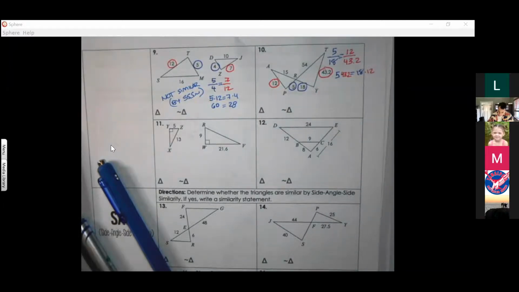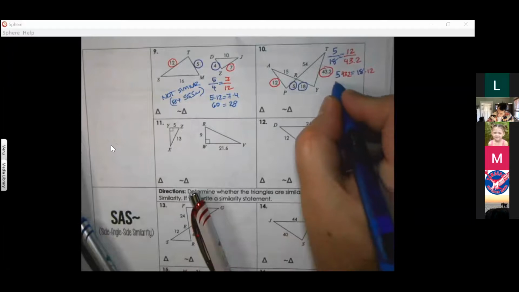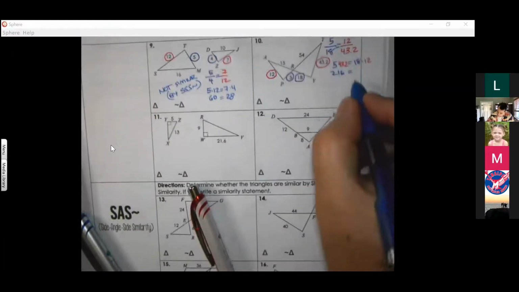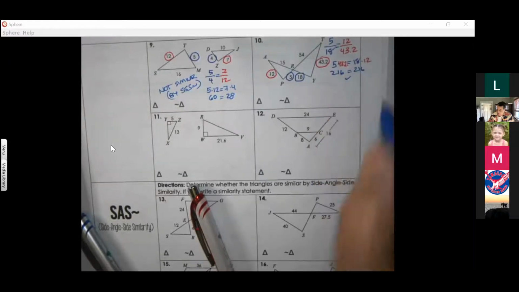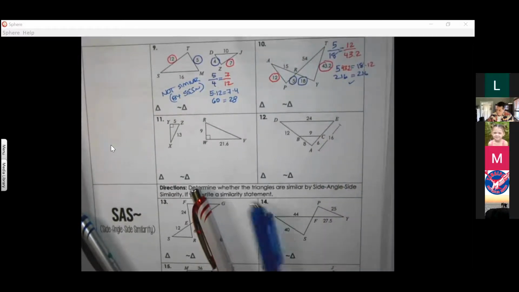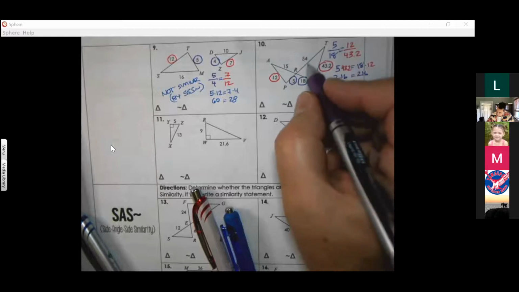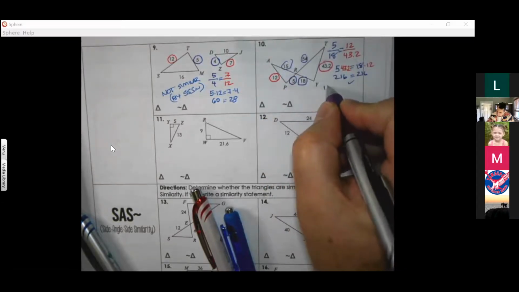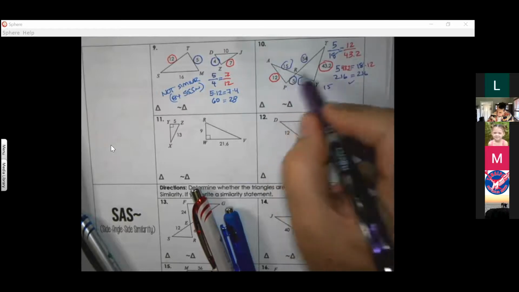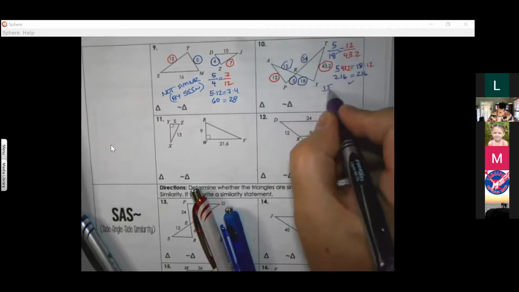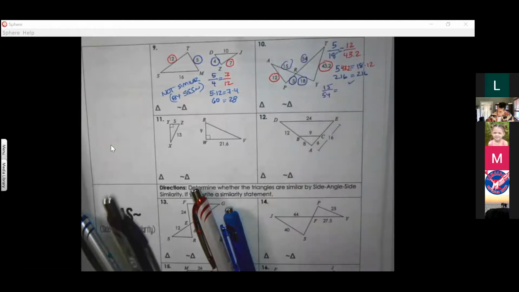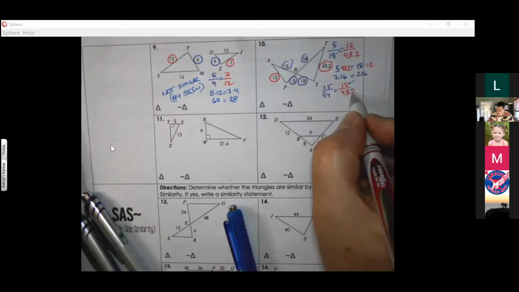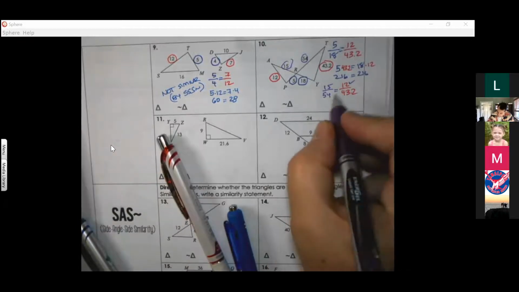5 times 43.2 is equal to 216. 18 times 12 is equal to 216 as well. Okay, so that one works. That gives me 2 S's. Now I need to set up my third one, 15 and 54. And 15, the smaller ones on top, right? Yep, okay. 15 and 54 equals, and I'm going to do the 12 and 43.2. Could have done it either way, but that's what I chose.